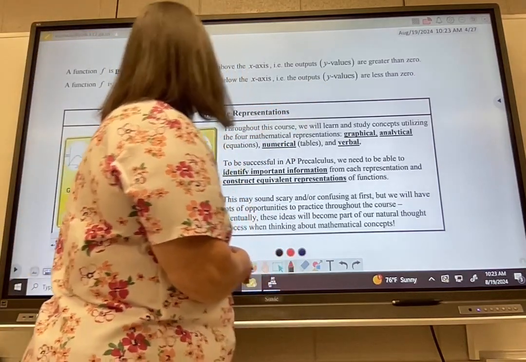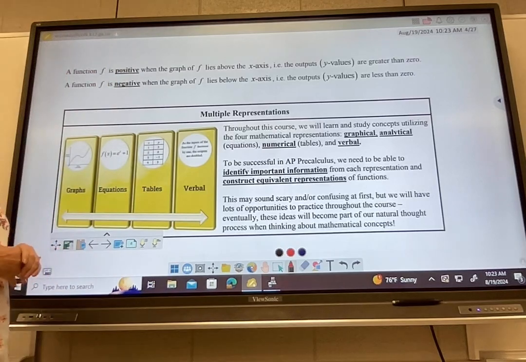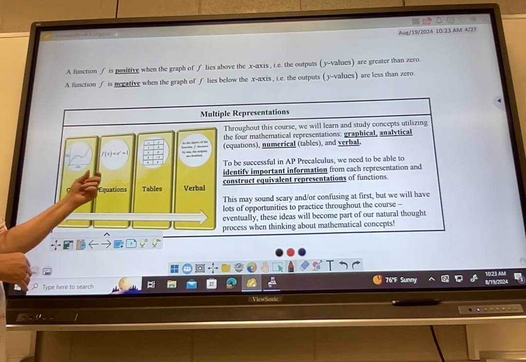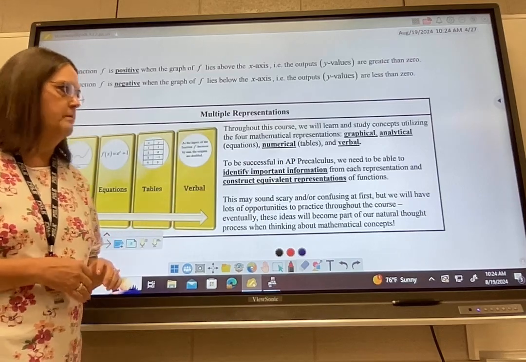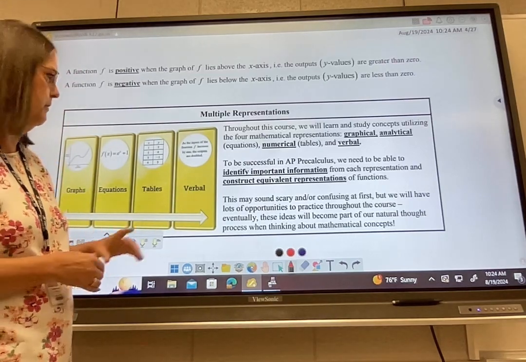Now, in Pre-Cal, we're going to be looking at multiple representations of functions. We're going to look at it in graph form, equation form, table form, and verbal form. And we're going to be going back and forth between all those.